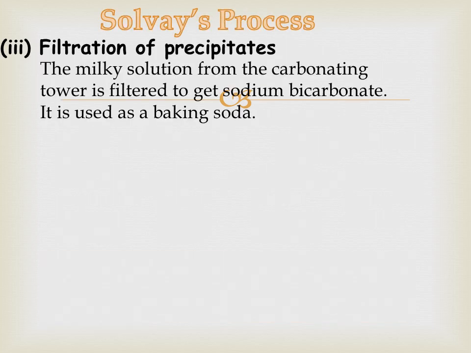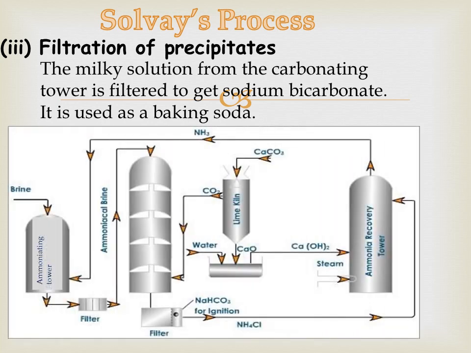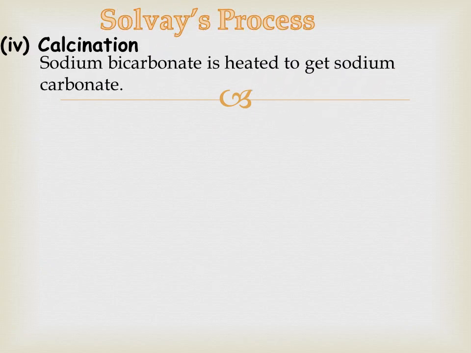Third basic step: when you get the precipitate of sodium bicarbonate, you filter it, and that is used as baking soda. So in the figure you are seeing the first two towers. One is the ammoniating tower, where the ammoniacal brine is prepared by treating NaCl with ammonia, and this ammoniacal brine is fed into another bigger tower, which is the carbonating tower, where carbon dioxide gas will be passed. And in this carbonating tower you will get the sodium bicarbonate in precipitate form.